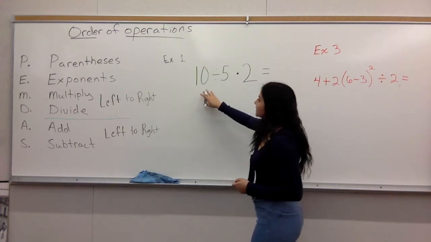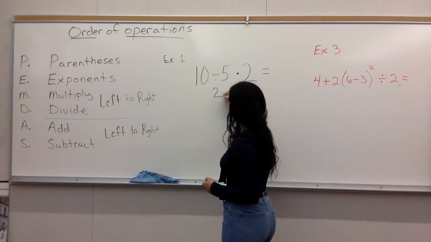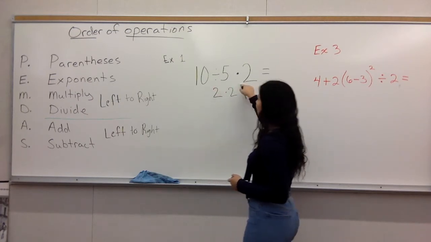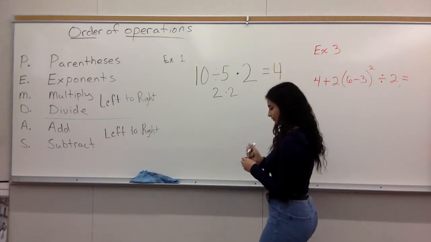The right way is starting off with 10 divided by 5, which gives you 2. Then you bring down the times 2. And 2 times 2 is 4. This is the correct answer.